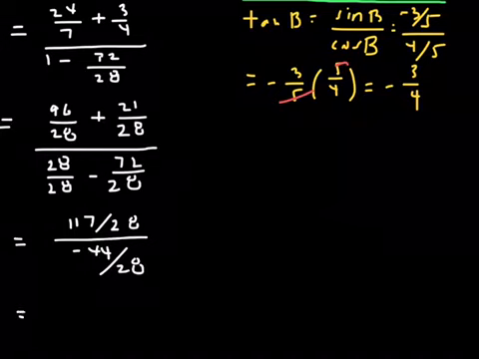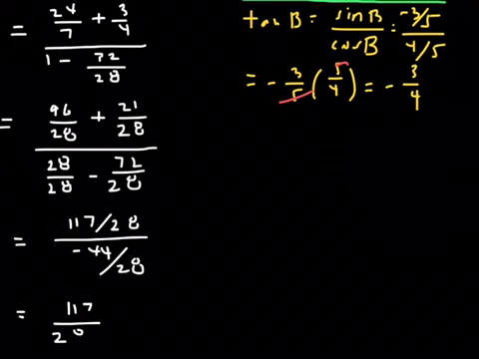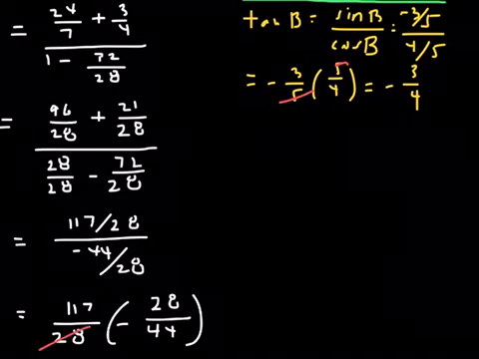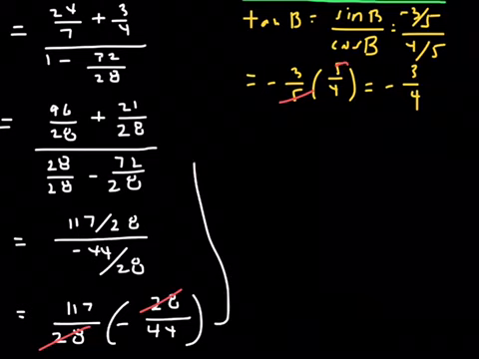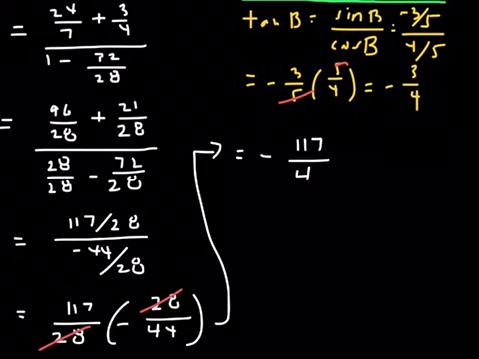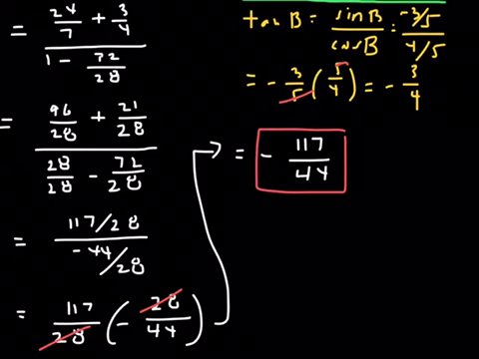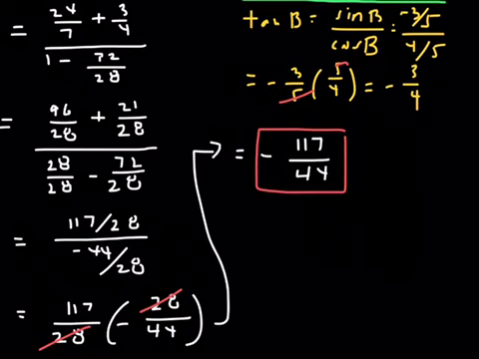So then this is 117 over 28 times negative 28 over 44. All right. You can see that the 28s divide out, leaving you with negative 117 over 44. Cool deal, everybody. This is your final answer. Okay? Tangent of A minus B. All right, cool. This was a fun problem, I think. All right, now listen. We're about done. Tangent of A minus B is negative.